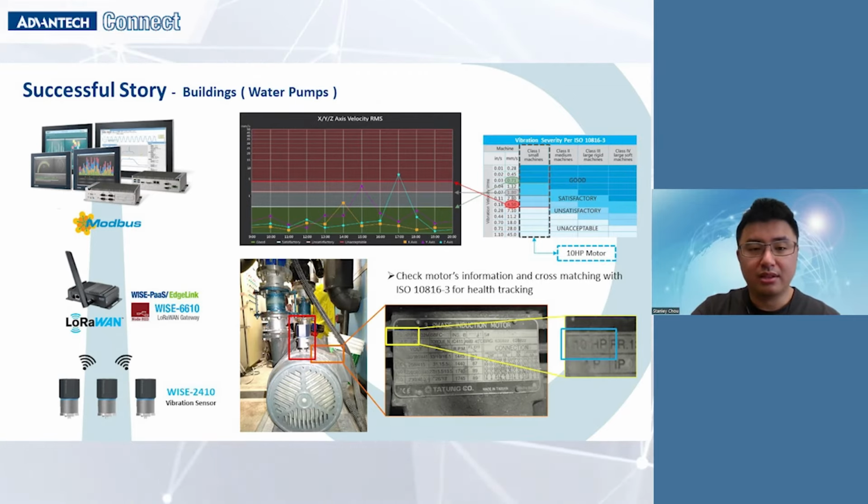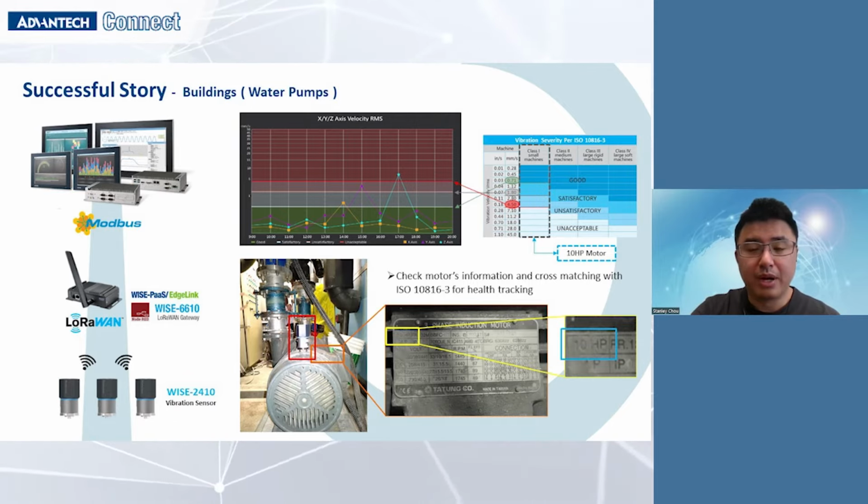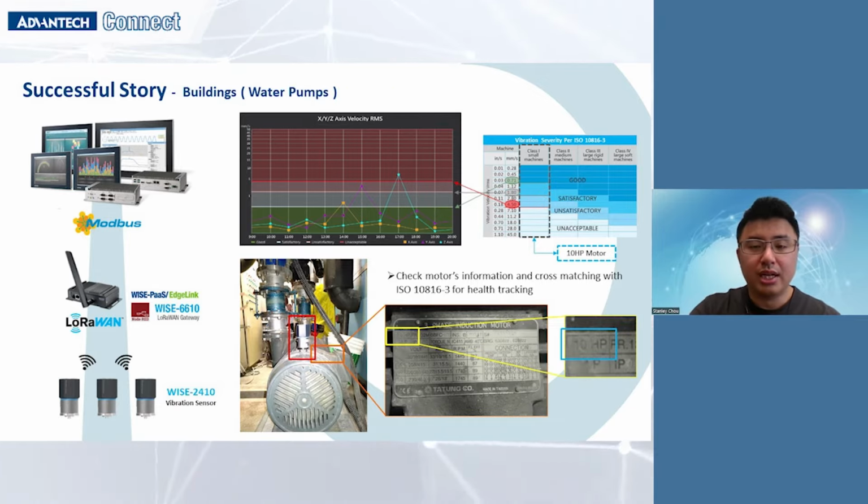And this is how it goes on site. First, we mount the WISE 2410 with the Z-axis direction on motors. Second, we check the horsepower on the nameplate of the motors to get the horsepower spec. You can see that this image shows this motor is 10 horsepower. With this kind of information, we can identify the location of this motor on the ISO 10816 table. For this case, this motor will be located in class 1. And in class 1, we will know the threshold setting, the limitations of this motor. And we can use the data from the 2410 and cross-match this table to understand the health status of this facility.